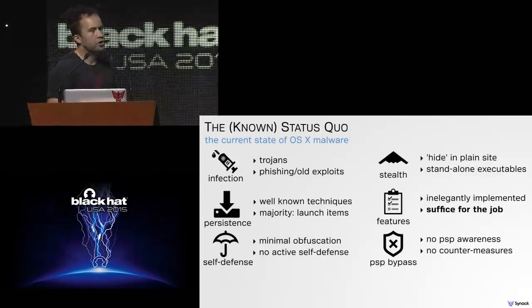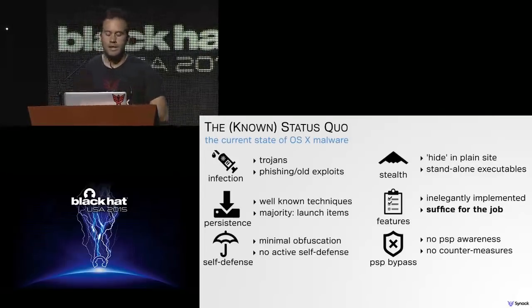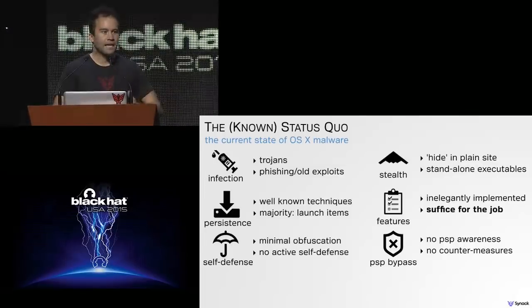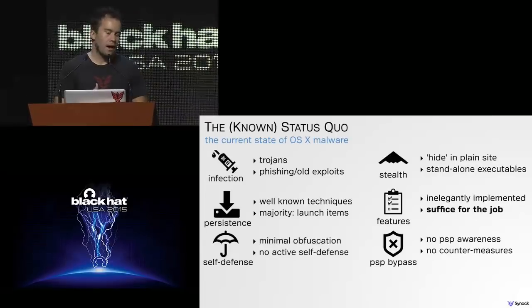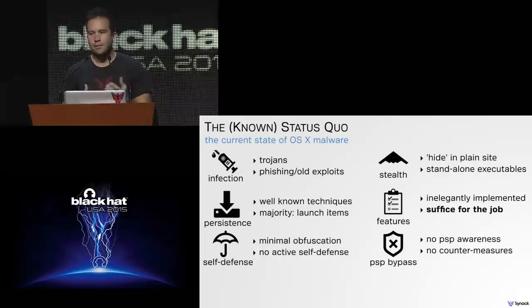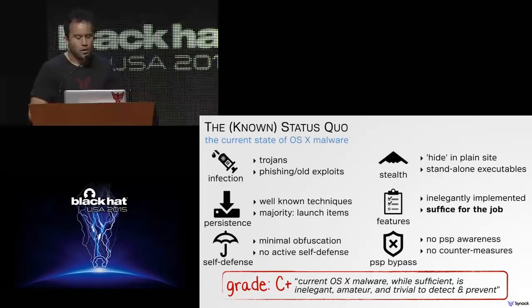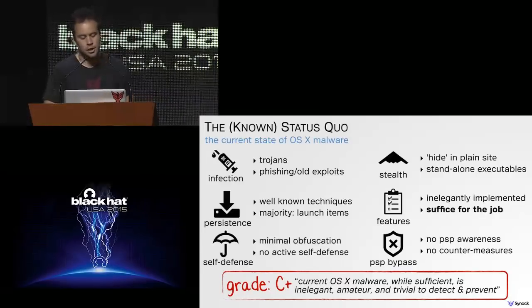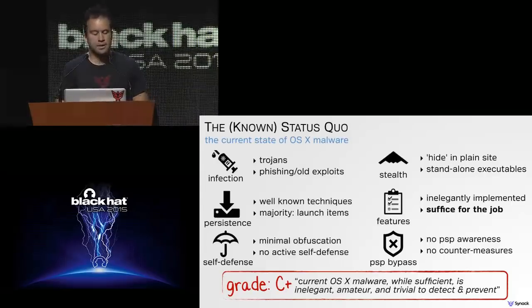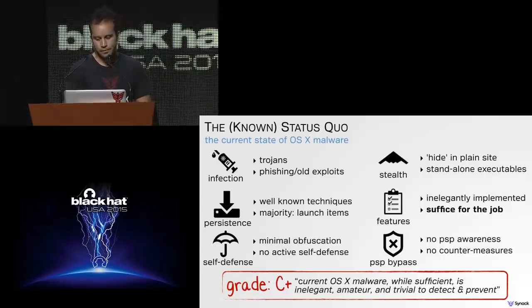In terms of personal security bypasses, so bypassing firewalls and antivirus products, we don't see any of this malware have any antivirus or personal security product awareness or trying to actively bypass. Hacking Team's implant did have some stubs for injecting some random garbage bytes to bypass AV-based signatures, but again, that was pretty much it. So the grade I like to give current Mac malware is a C+. So it is sufficient, but it's inelegant, amateur, and trivial to both detect and prevent.